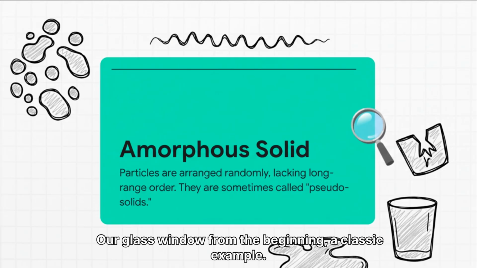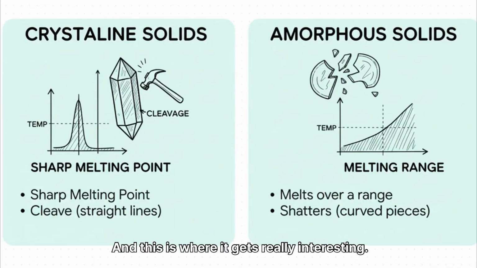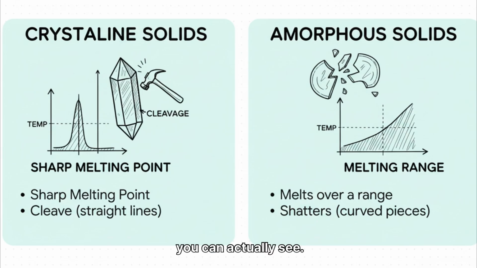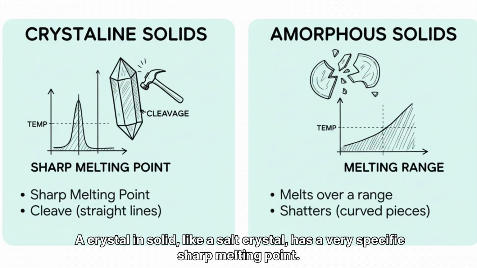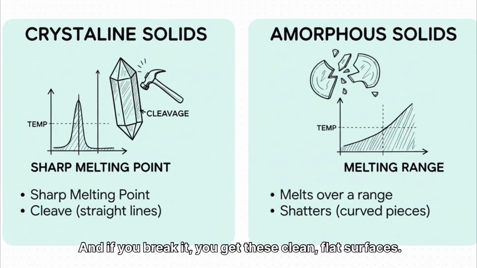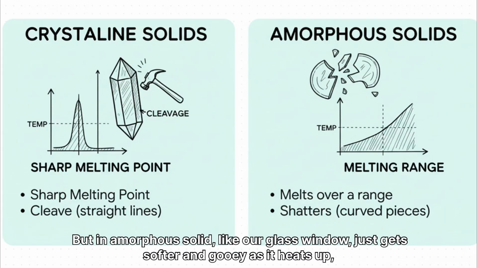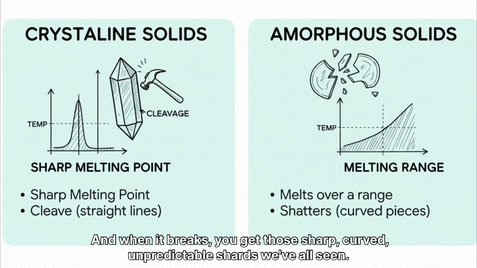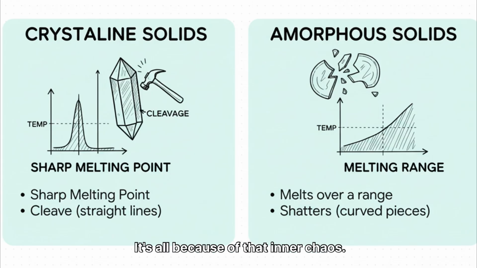A classic example. And this is where it gets really interesting, because this internal difference between order and chaos has huge real-world consequences you can actually see. A crystalline solid, like a salt crystal, has a very specific sharp melting point. Bam! It melts. And if you break it, you get these clean, flat surfaces. But an amorphous solid, like our glass window, just gets softer and gooier as it heats up, melting over a whole range of temperatures. And when it breaks, you get those sharp, curved, unpredictable shards we've all seen. It's all because of that inner chaos.